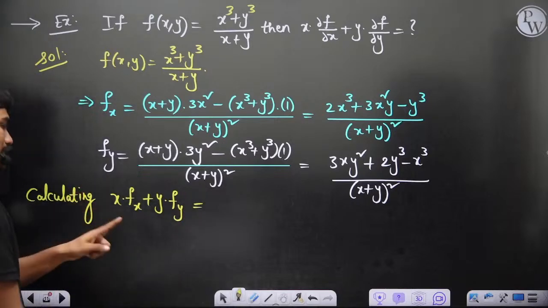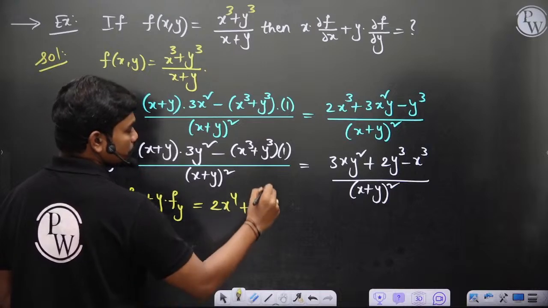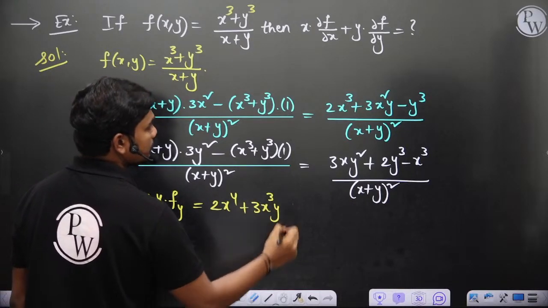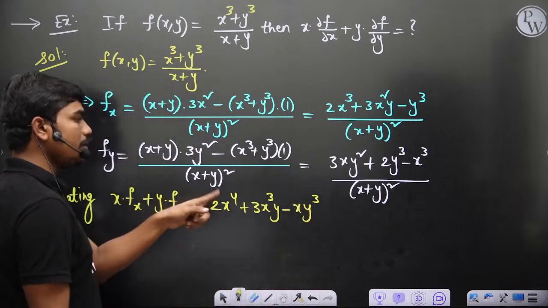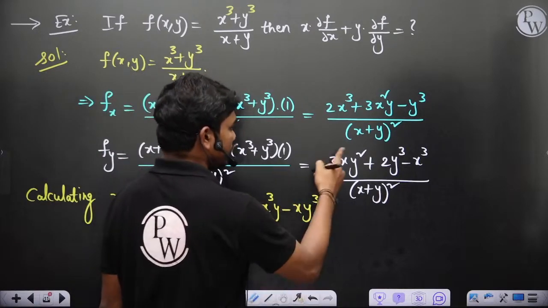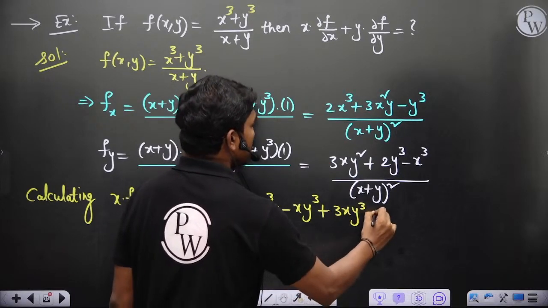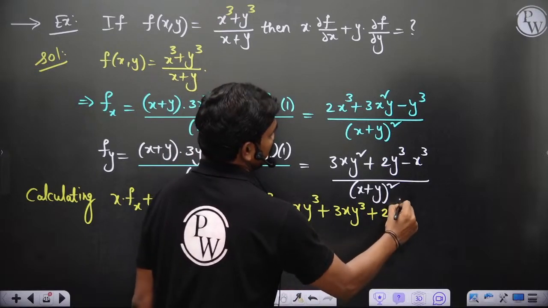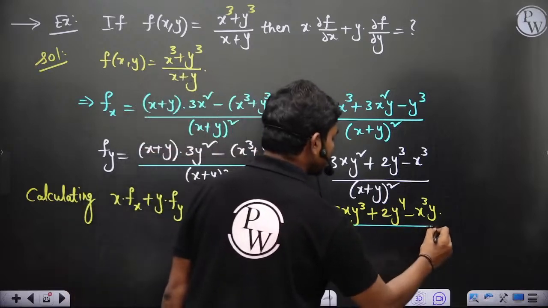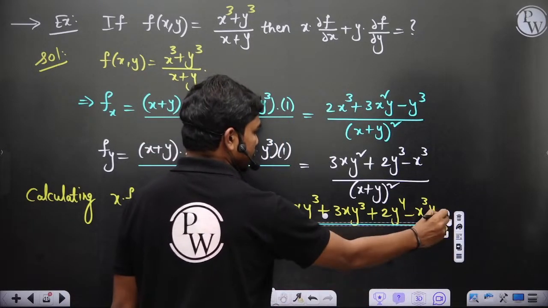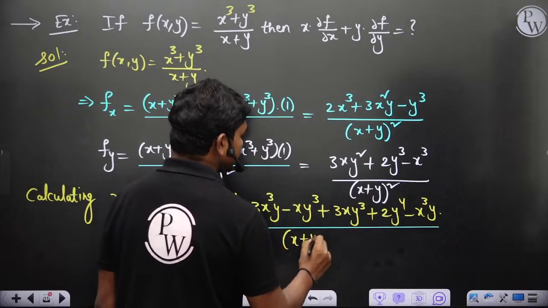If you do this calculation, if you multiply x on the top, 2x power 4 plus 3x cube y, minus x y cube. Since the denominator is the same in both cases, I'll add up with the common denominator, plus y into this term gives 3xy cube plus 2y power 4 minus x cube y. Okay, so this is the term I have. So this complete term is divided by (x plus y) whole square.